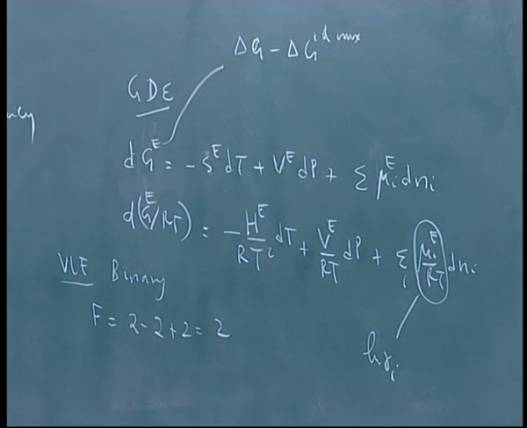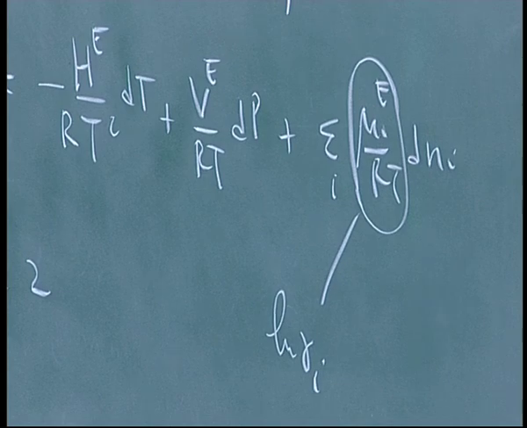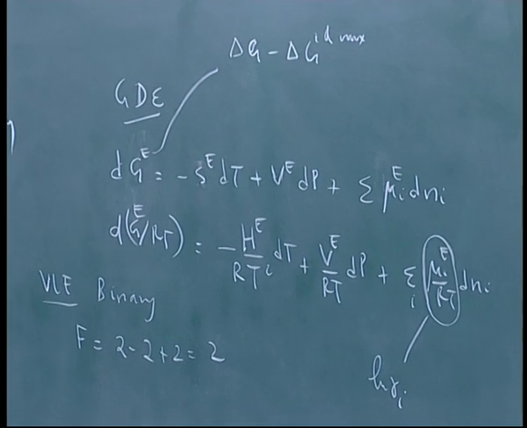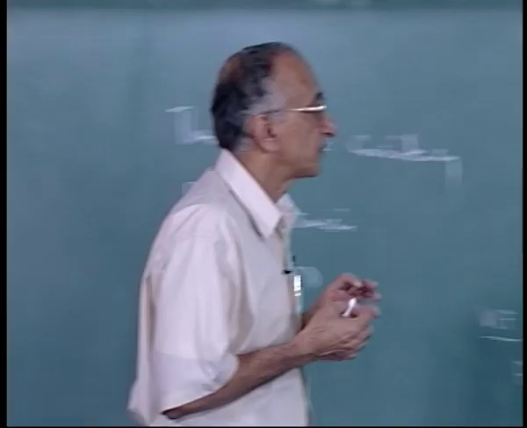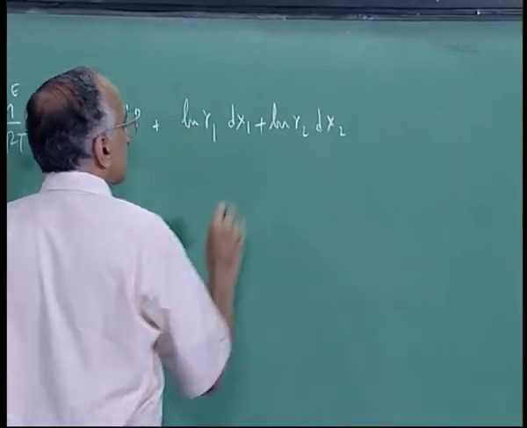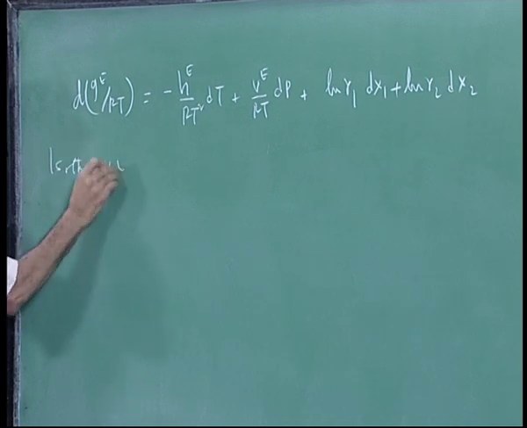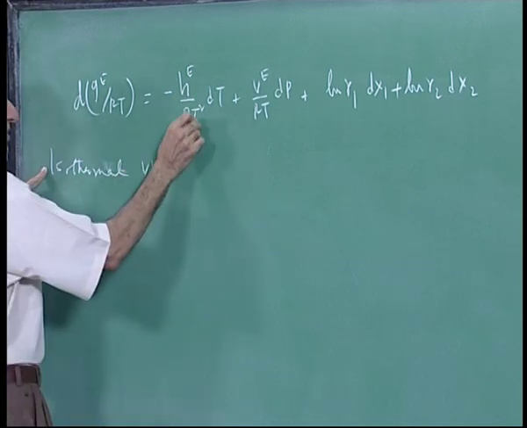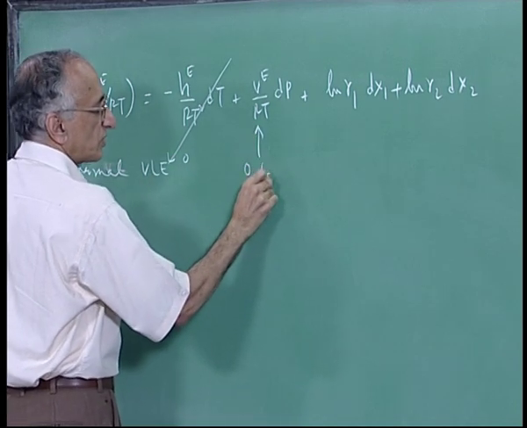And if I divide by the total number of moles, for a closed system, then I simply get log gamma 1 dx1 minus log gamma 2 dx2, no plus, sorry, no minus here, this is plus. Since there are 2 degrees of freedom, you can consider isothermal VLE, in which case this term is 0, or this is 0 for isobaric.